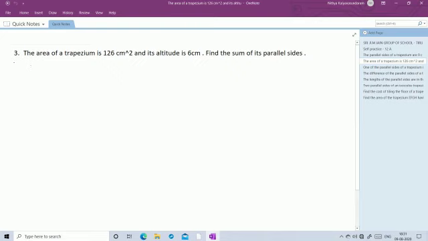Next question, third one. The area of trapezium is 126 centimeter square and its altitude is 6 centimeter. Find the sum of the parallel sides. Same like the previous question, we calculated height. In this question we want to find out the sum of the parallel sides. So same using formula, we'll find out the sum of parallel sides. Area of trapezium is equal to half into h into a plus b. So here a plus b only is the sum of parallel sides.